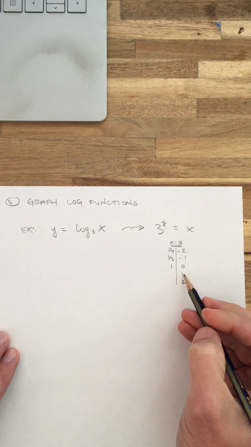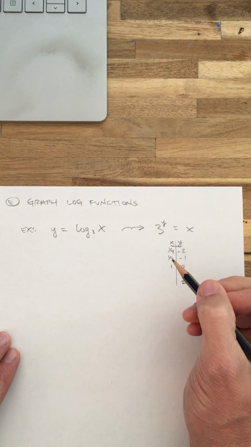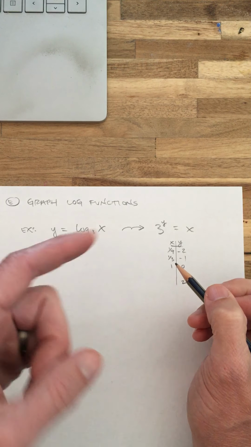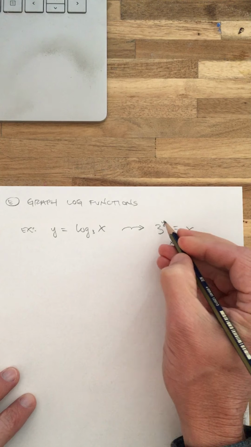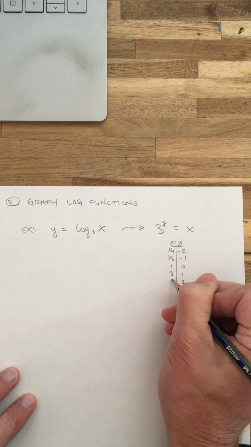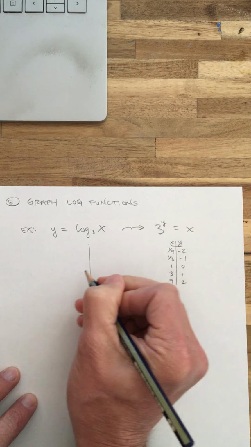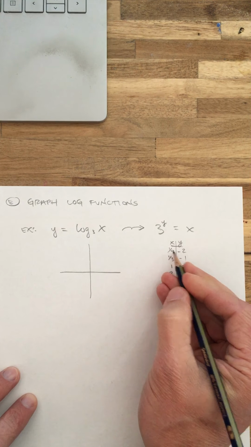Okay? Here's the tough one. Pay close attention. Plug in a 1. 3 to the power of 1. Let's see. Carry the 1. It's 3. Okay? And finally, you do this one. 3 to the power of 2. Good job. It's 9. And now let's go ahead and graph this. Okay? We have 1/9 comma negative 2.